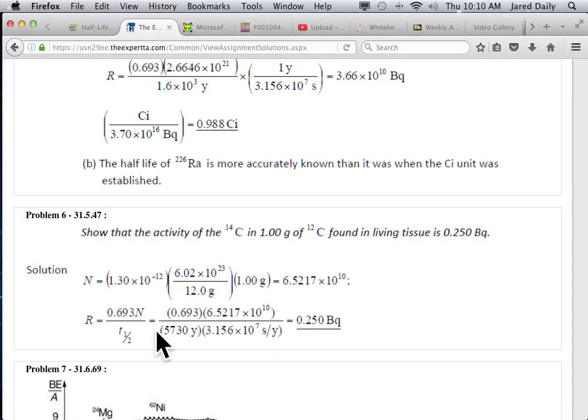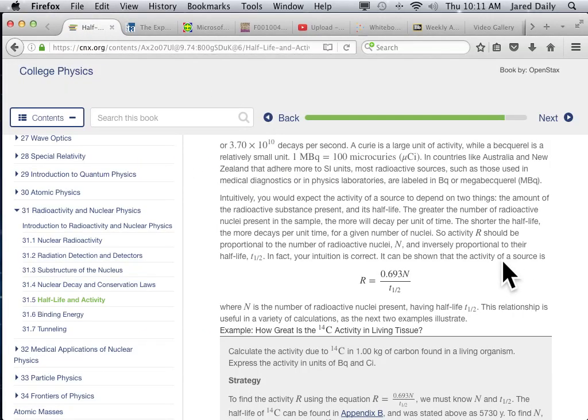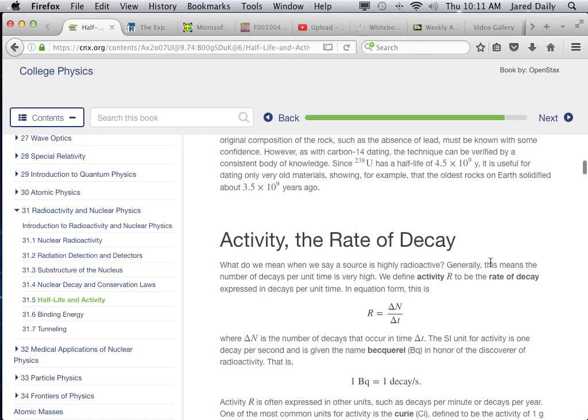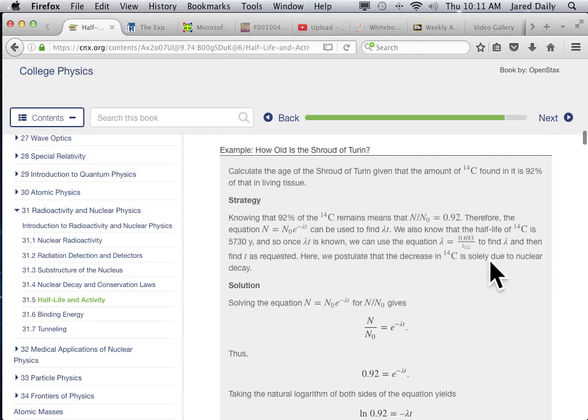So the only thing we really need to know is how many radioactive nuclei we have. Here it says it's in 1 gram of carbon-12. Well, then we need to know the percentage of carbon-14 that is in living tissue. And that we find, carbon-14.